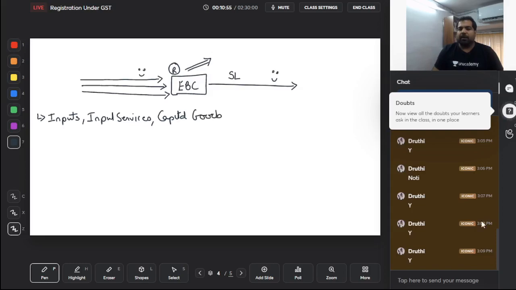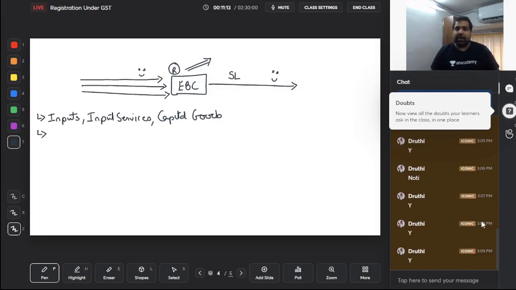These 3 things are coming inside, and when you buy them from registered persons, you will end up paying GST, on which you will get credit. So this is a give and take relationship, guys. Give and take relationship should be very well understood here. Alright, and now we move ahead.